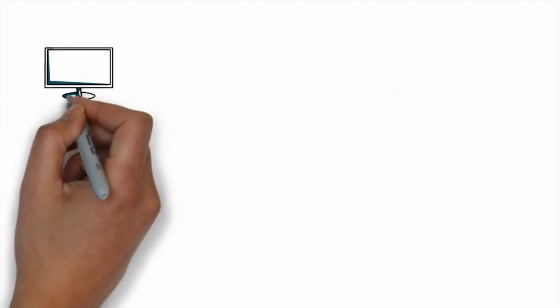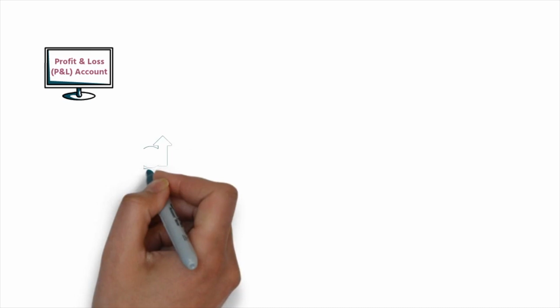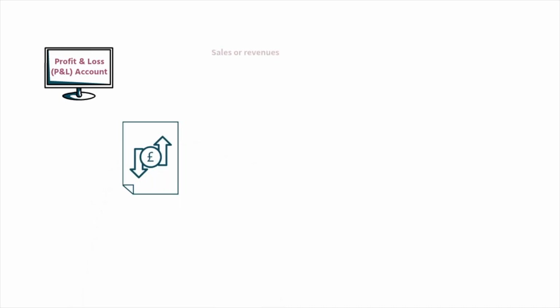The main content of the profit and loss account, or P&L, is the sales or revenues for the period, sometimes referred to as turnover. This can also include non-sales income such as property rental, profit on sale of an asset, or government financial assistance, for example COVID packages.